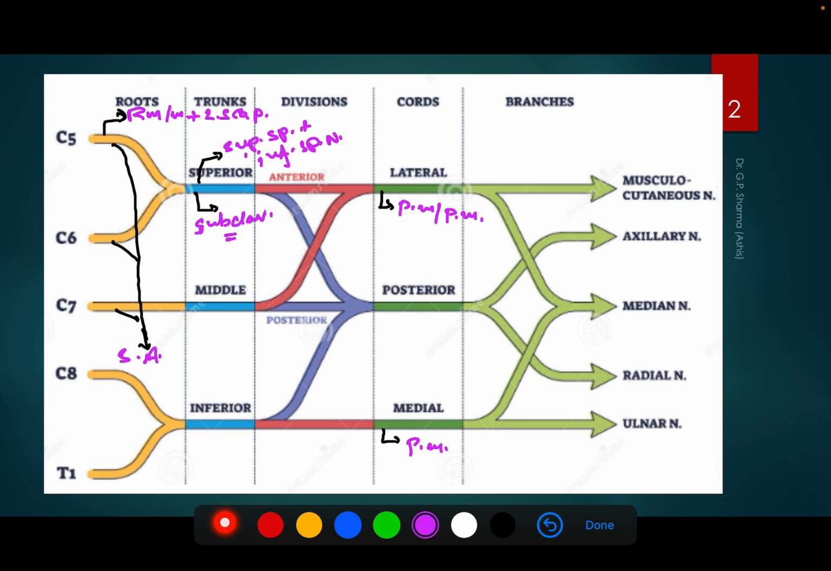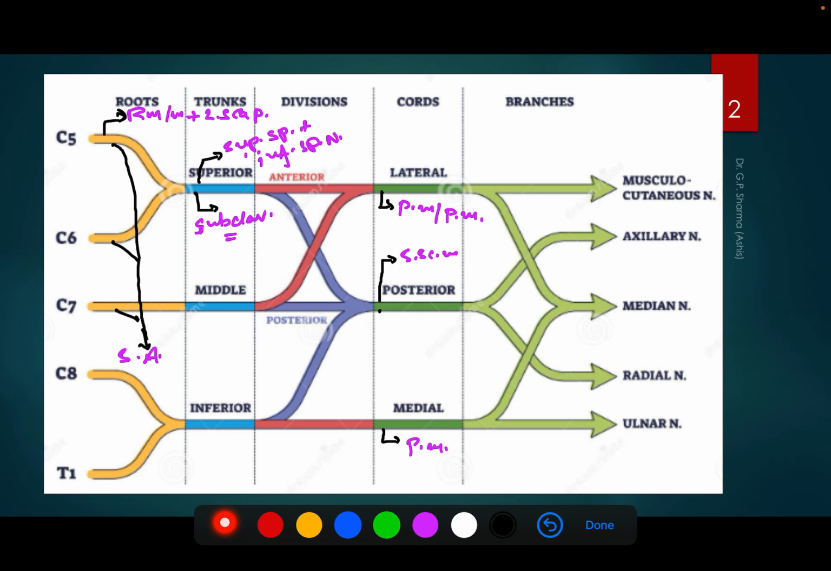Now let's go to the other branches from the posterior cord, right? So this is my posterior cord. The posterior cord has the three branches we discussed. That was our one branch. So this branch was our upper subscapular nerve, right? If it is my upper subscapular nerve, it is supplying my what? Subscapularis muscle. Subscapularis muscle is present in the subscapular fossa.